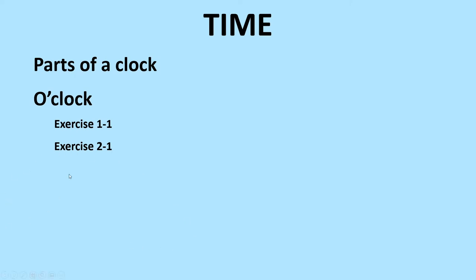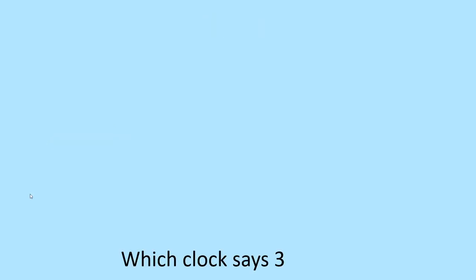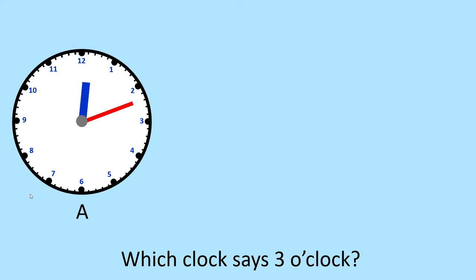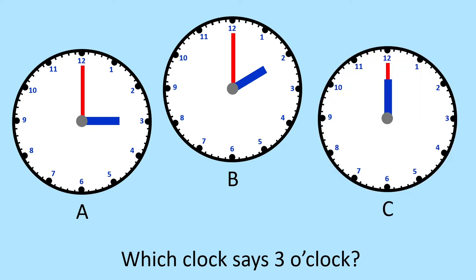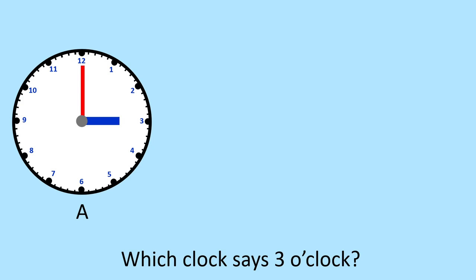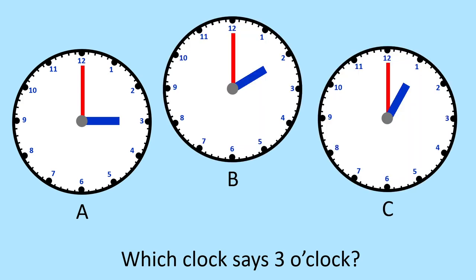Now let's practice reading the clock. Which clock says 3 o'clock? It's clock A. Clock B says 2 o'clock. Clock C says 1 o'clock.